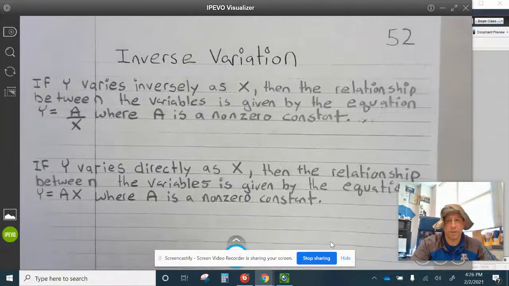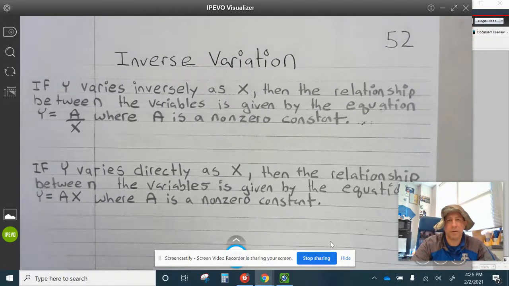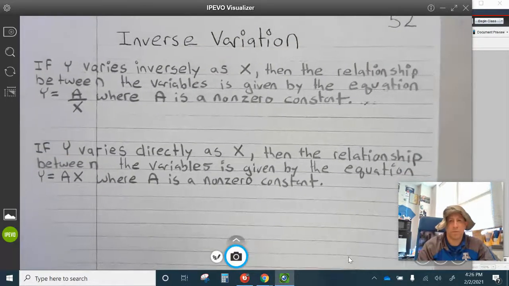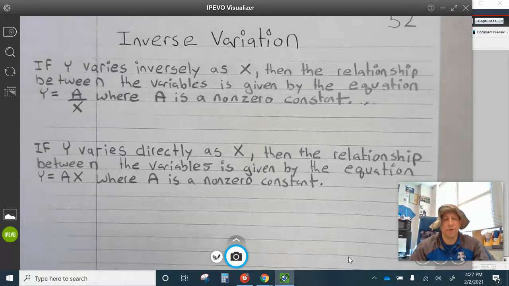Okay, Walkers. Today we're looking at journal page 52, inverse variation. If y varies inversely as x, then the relationship between the variables is given by the equation y equals a divided by x, where a is a non-zero constant. If y varies directly as x, then the relationship between the variables is given by the equation y equals a times x, where a is a non-zero constant.